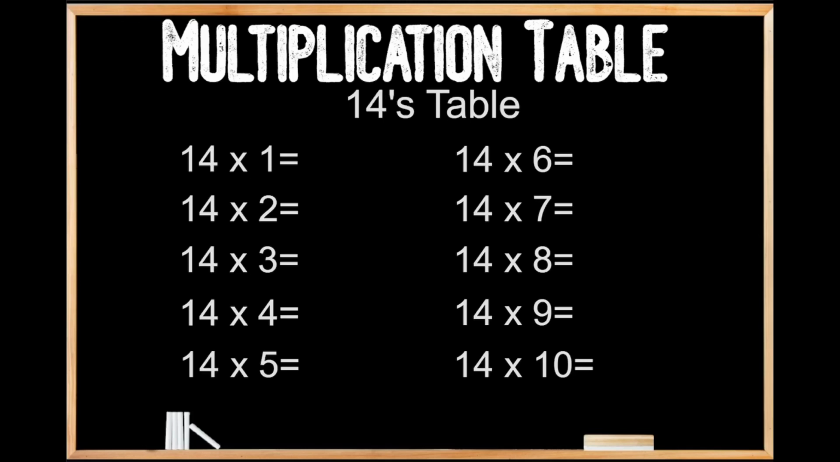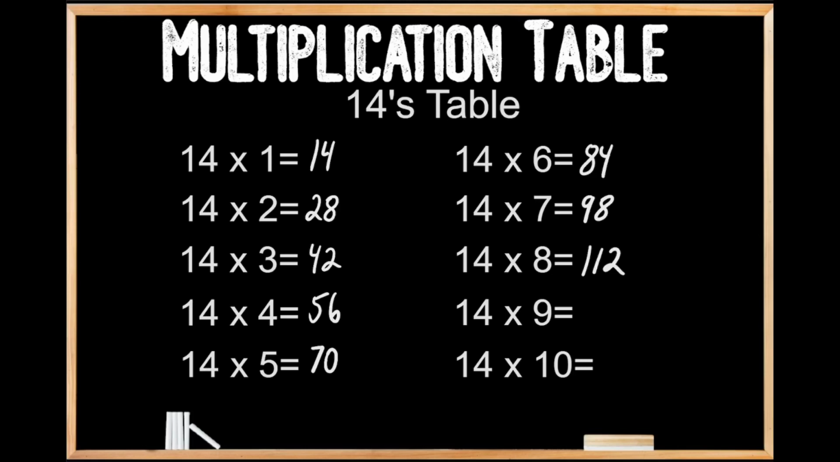14's table. 14 times 1 is 14. 14 times 2 is 28. 14 times 3 is 42. 14 times 4 is 56. 14 times 5 is 70. 14 times 6 is 84. 14 times 7 is 98. 14 times 8 is 112. 14 times 9 is 126. And 14 times 10 is 140.